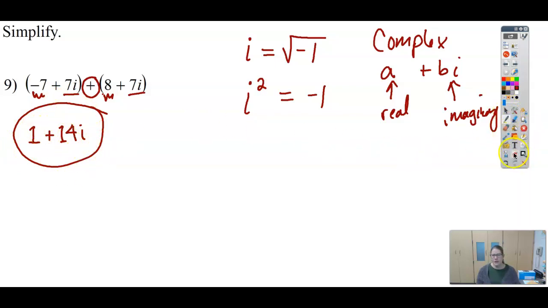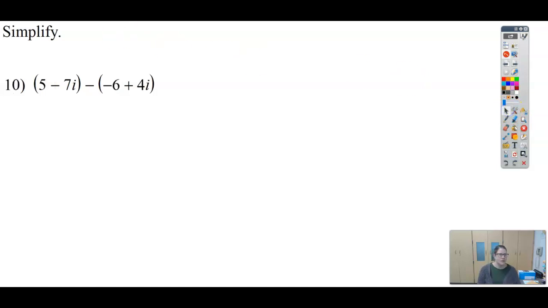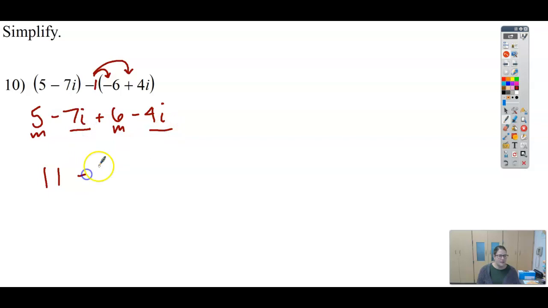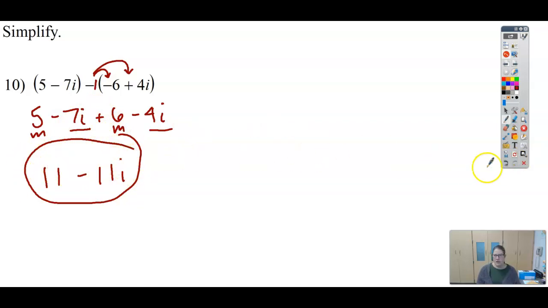Okay. All right, let's try something else. Here we go. So on this one, I'm subtracting. So just like when I subtract polynomials, I need to subtract every term that comes after the minus sign. So think of it as a negative 1 and distribute it in here. So this would be 5 minus 7i. The first one stays the same, right? These ones change to the opposite sign. So this becomes plus 6 minus 4i. So now I'm just looking for like terms. I've got 5 plus 6, that's 11. And then negative 7i minus 4i is negative 11i. Okay, and that's already in standard form because I've got the real part and then the imaginary part.